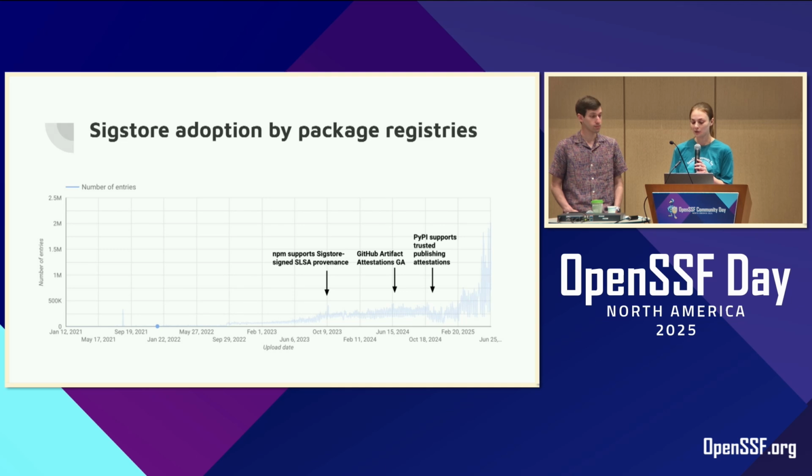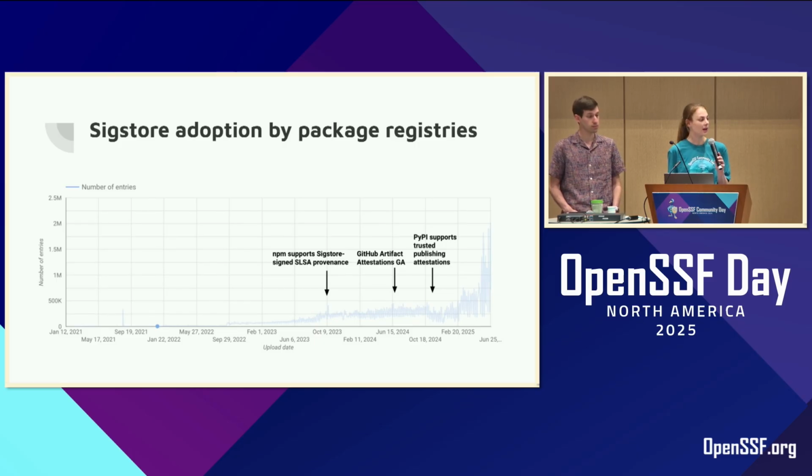We'd like to highlight a few key adopters of Sigstore to see if adoption led to an increase in entries. Around the announcement of NPM adding support for Sigstore sign source of provenance, we can see a spike in entry uploads. After the announcement of the GA release of Sigstore sign GitHub artifact attestations, we also see some increase. For PyPI's announcement of trusted publishing, there isn't a clear immediate increase.